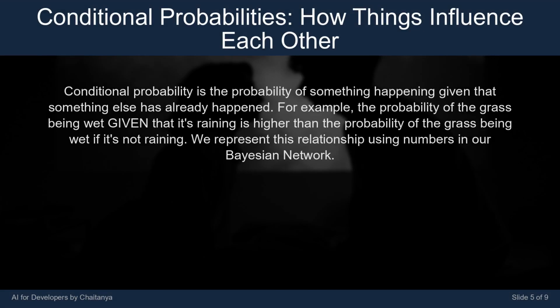Conditional probability is the probability of something happening given that something else has already happened. For example, the probability of the grass being wet given that it's raining is higher than the probability of the grass being wet if it's not raining. We represent this relationship using numbers in our Bayesian network.